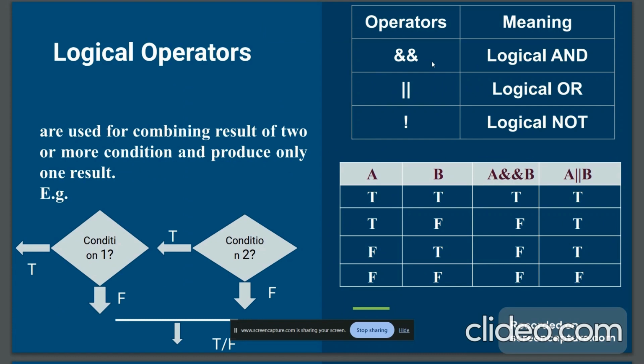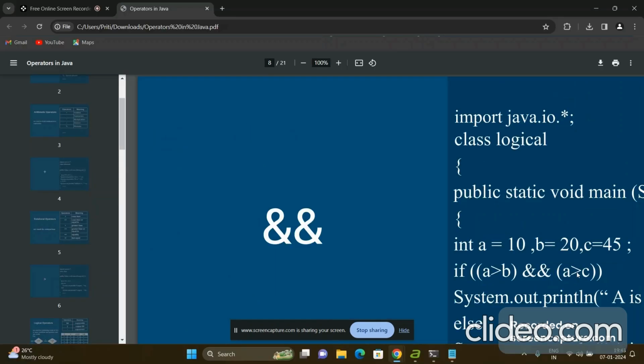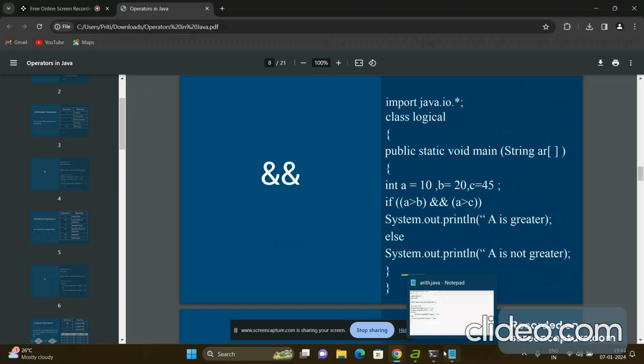So the logical operators are logical AND, logical OR, logical NOT. Now how does logical AND work? Suppose A is the result of your condition, T for true, F for false. Logical AND will return true only if the result of both conditions is true. Logical OR will return true if any of the conditions is true. Otherwise, it will return false. So we will see an example of the logical AND operator.